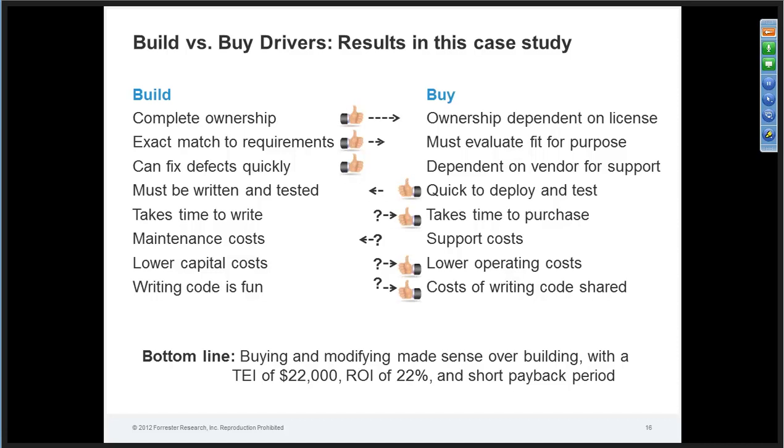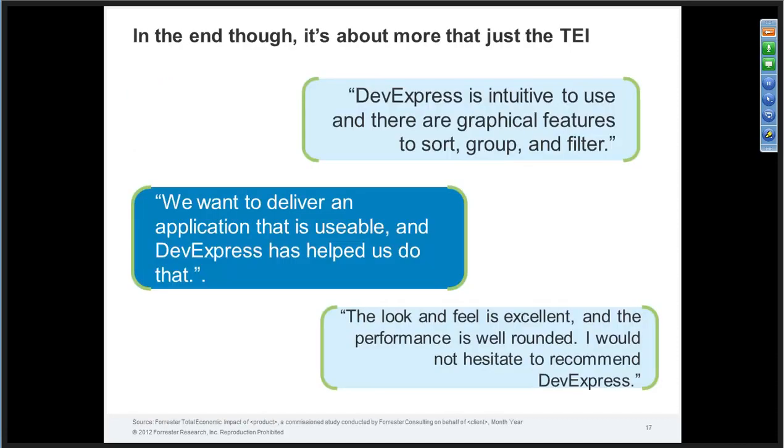Now, there were some other considerations that were more than just about the TEI. The ability to have some of those really nice graphical features, sorting and grouping and filtering, was very valuable to the dev team. And the usability was something that they really felt was beneficial as well. And in the intangibles, if you will, the intangibles were clearly in favor of the buy decision in this case as well. So just to bring that to a close, build versus buy decision is not rocket science.